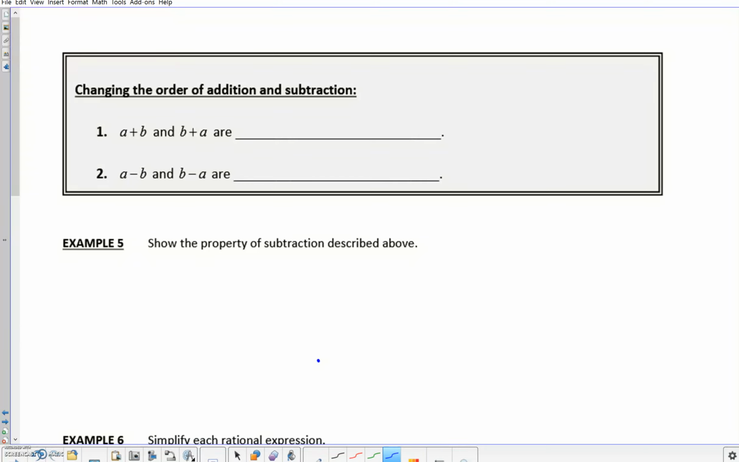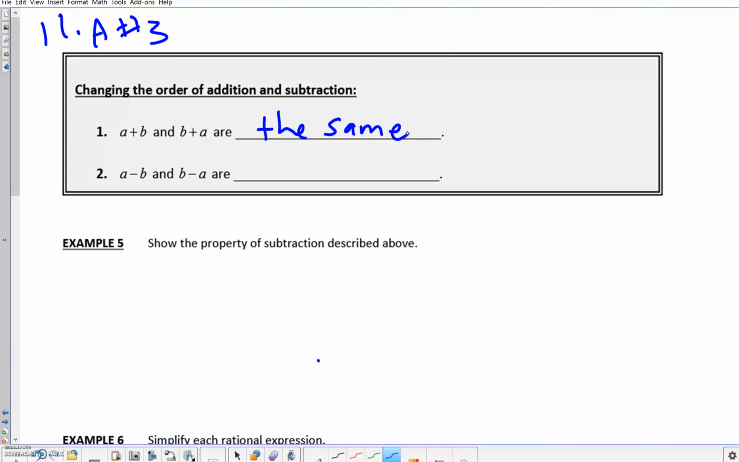All right, so third video on 11A, we're going to be changing the order of addition and subtraction. So I'm going to put here 11A, number 3. A plus B and B plus A are the same. Commutative property in addition, it doesn't matter the order. So it doesn't matter if you have 2 plus 3 or 3 plus 2, they have the same value.